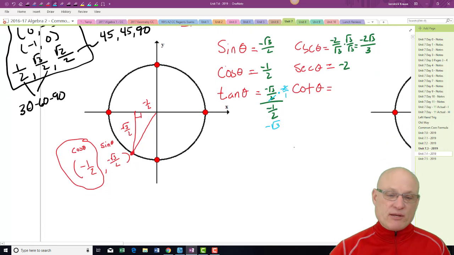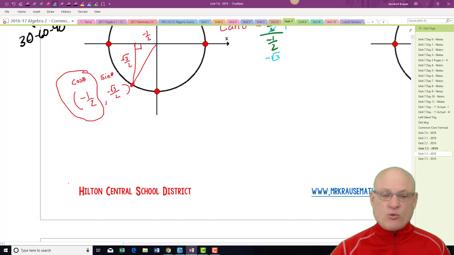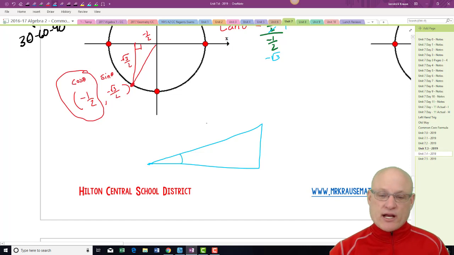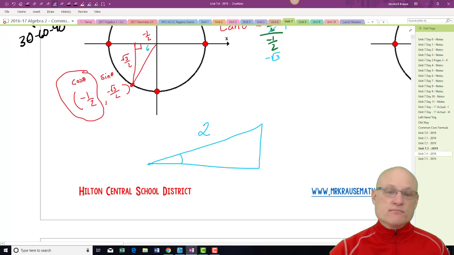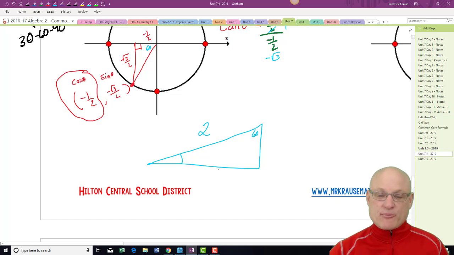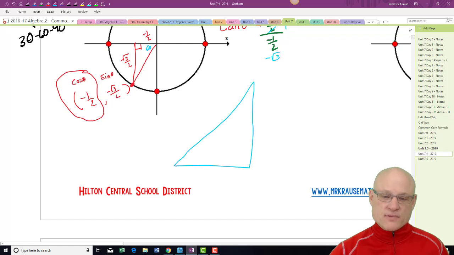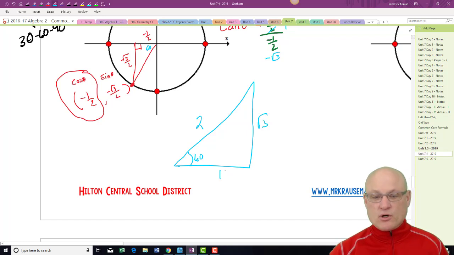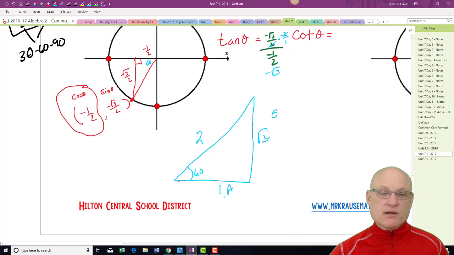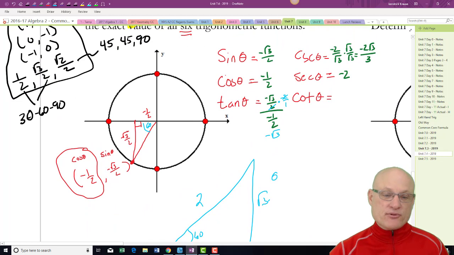Now, remember what we said before? We could always go back to the reference triangle. Once I recognize this is a 30, 60, 90 right triangle, I could go back to this where the hypotenuse is 2. This is a 60-degree angle, and that's the angle we're actually talking about. So I should actually probably use that triangle. 2, 60 degrees. This would be the square root of 3. This would be 1. So tangent is the square root of 3 over 1. Tangent is opposite over adjacent. Remember, if this is my angle right here, opposite over adjacent.